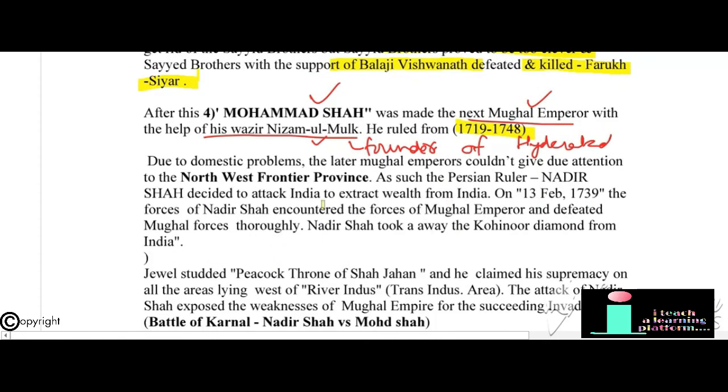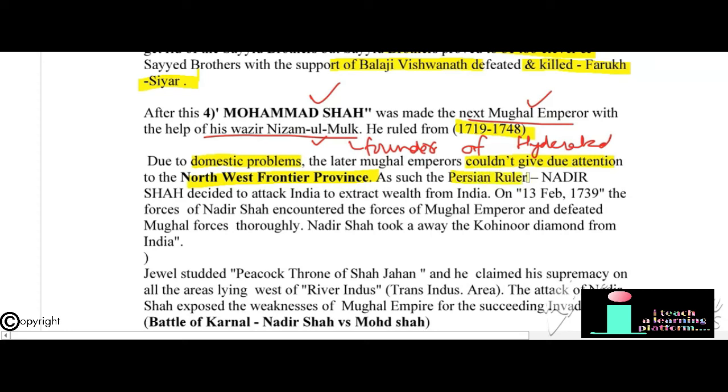Here, in the meantime, due to domestic problems, the later Mughal emperors couldn't give due attention to the northwest frontier province, as was the history of India from time immemorial. The northwest frontier province was always a point of contention. Whoever controlled that region better controlled India.